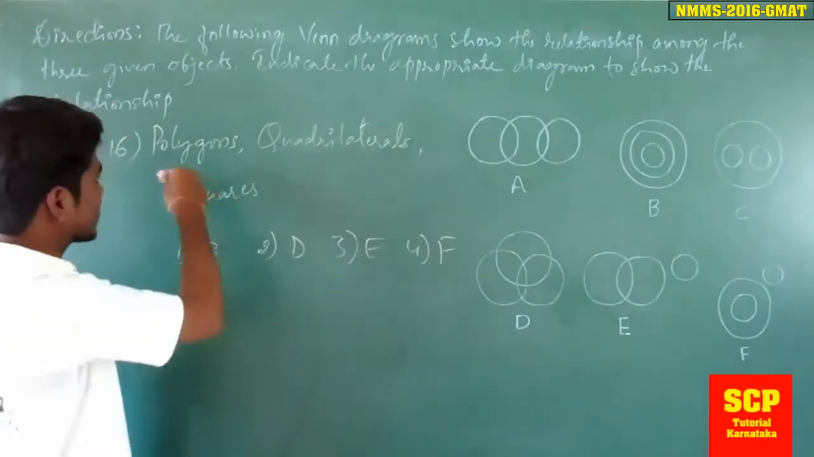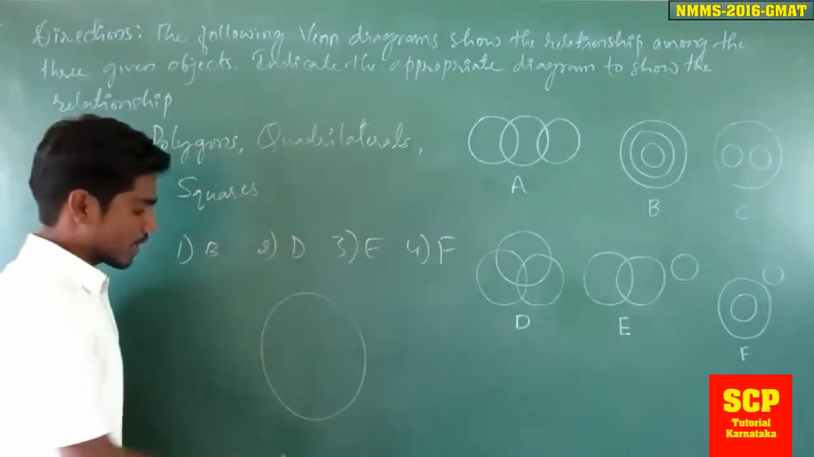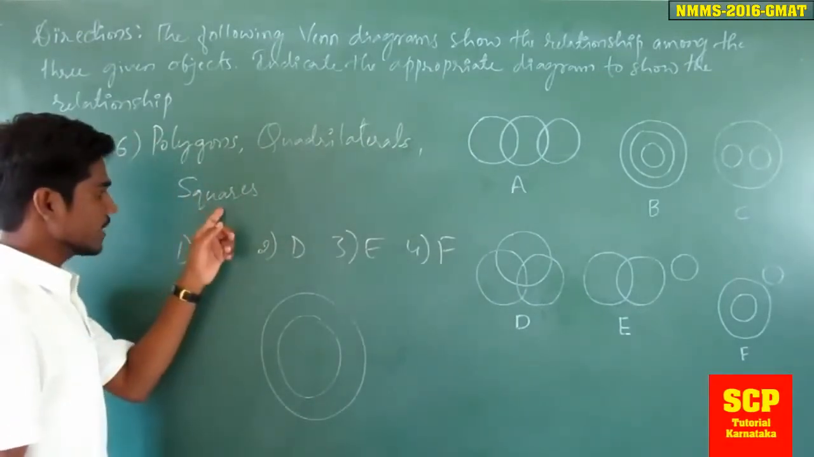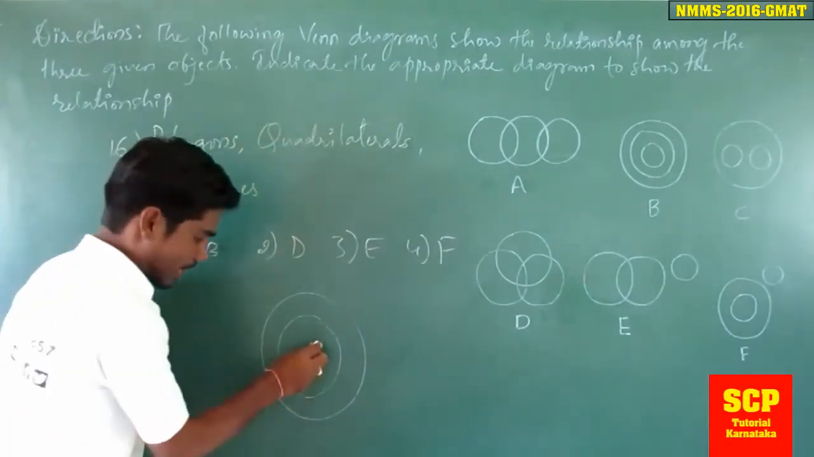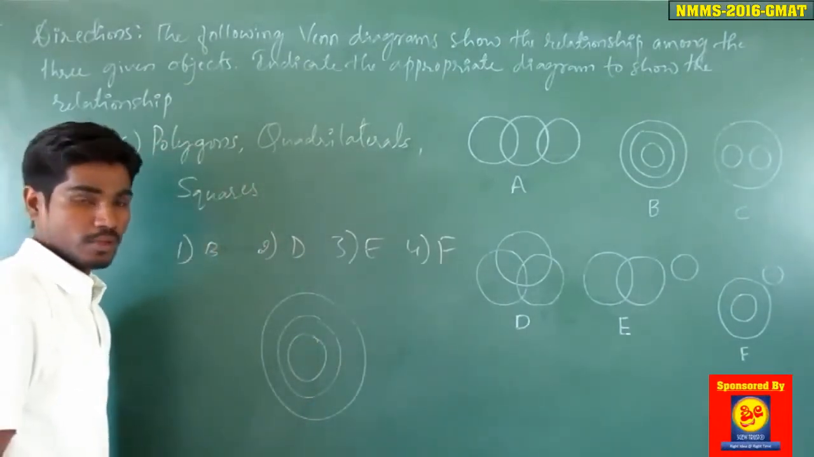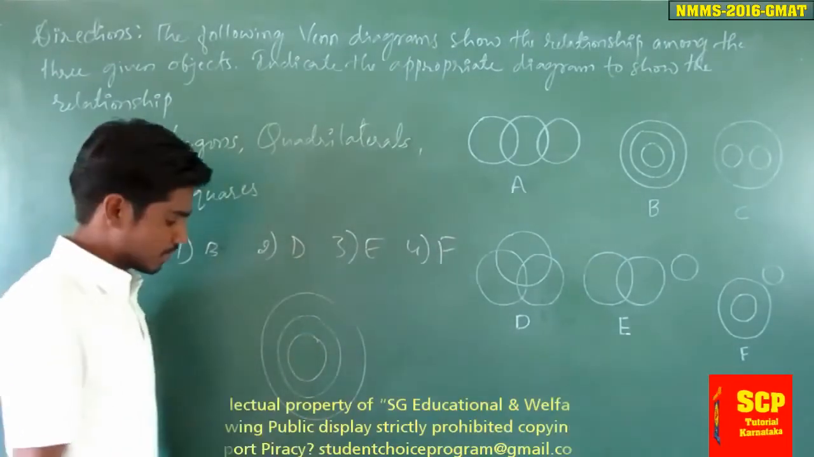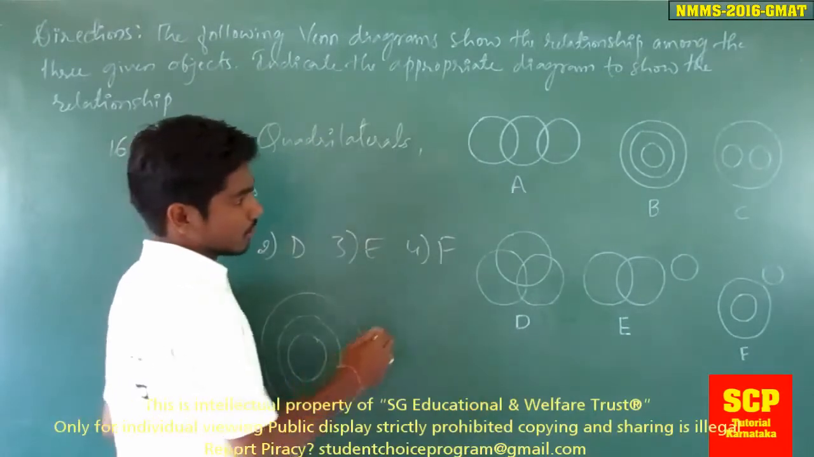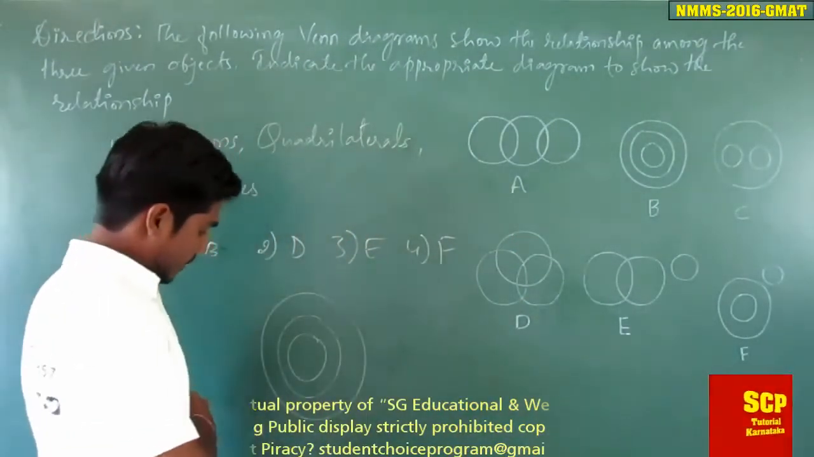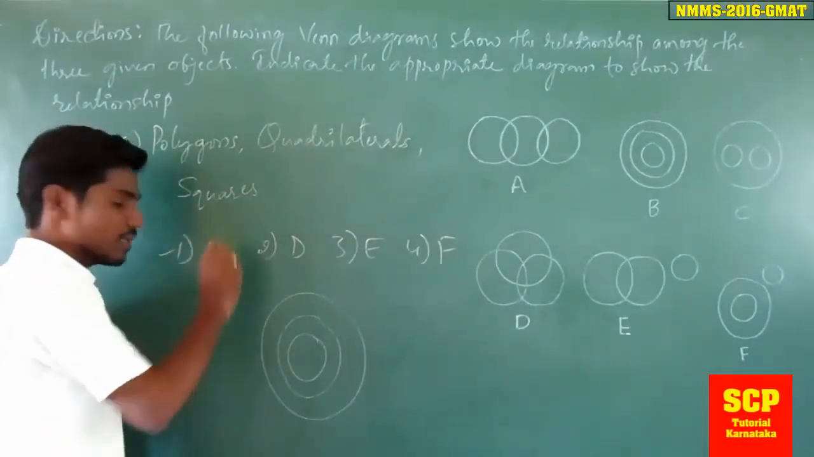Okay. Now I will represent the polygon by a bigger group, where the quadrilaterals come under the polygons, the squares come under quadrilaterals. Now this is the figure indicate the given question. Now let us check this figure with the given options or with the given Venn diagrams. So the given Venn diagram B matches with our diagram. Let us check the given options. The first option itself is B. Therefore, option 1 is the right option.